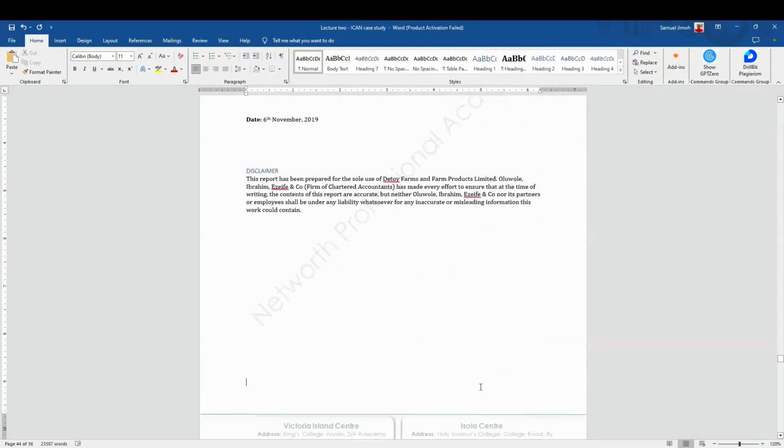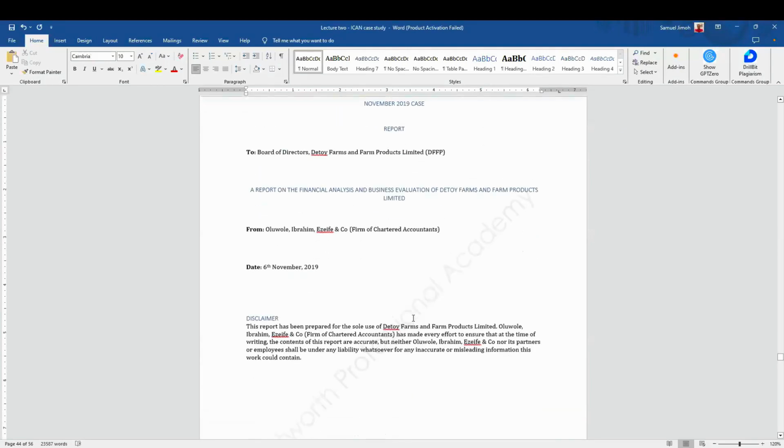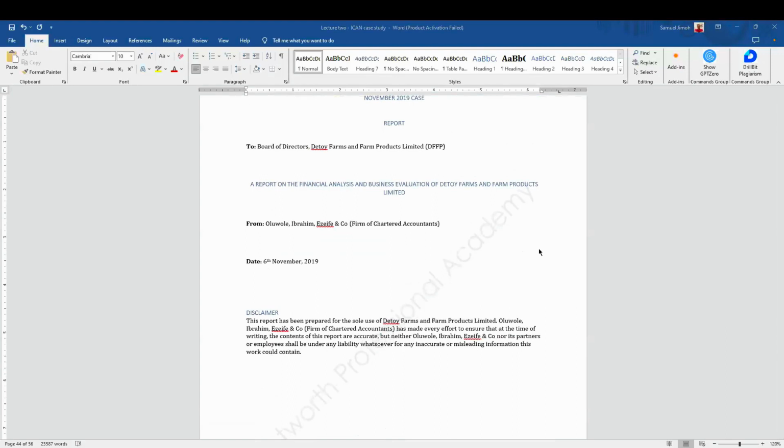Right. Can we have the case, please? Because some of us don't have it. The case is on the group now. It's on your group. See, is it there on your group? Let me see if I can also resend it. Let me see. Yes. Even the solution is there. Let me also send the solution.